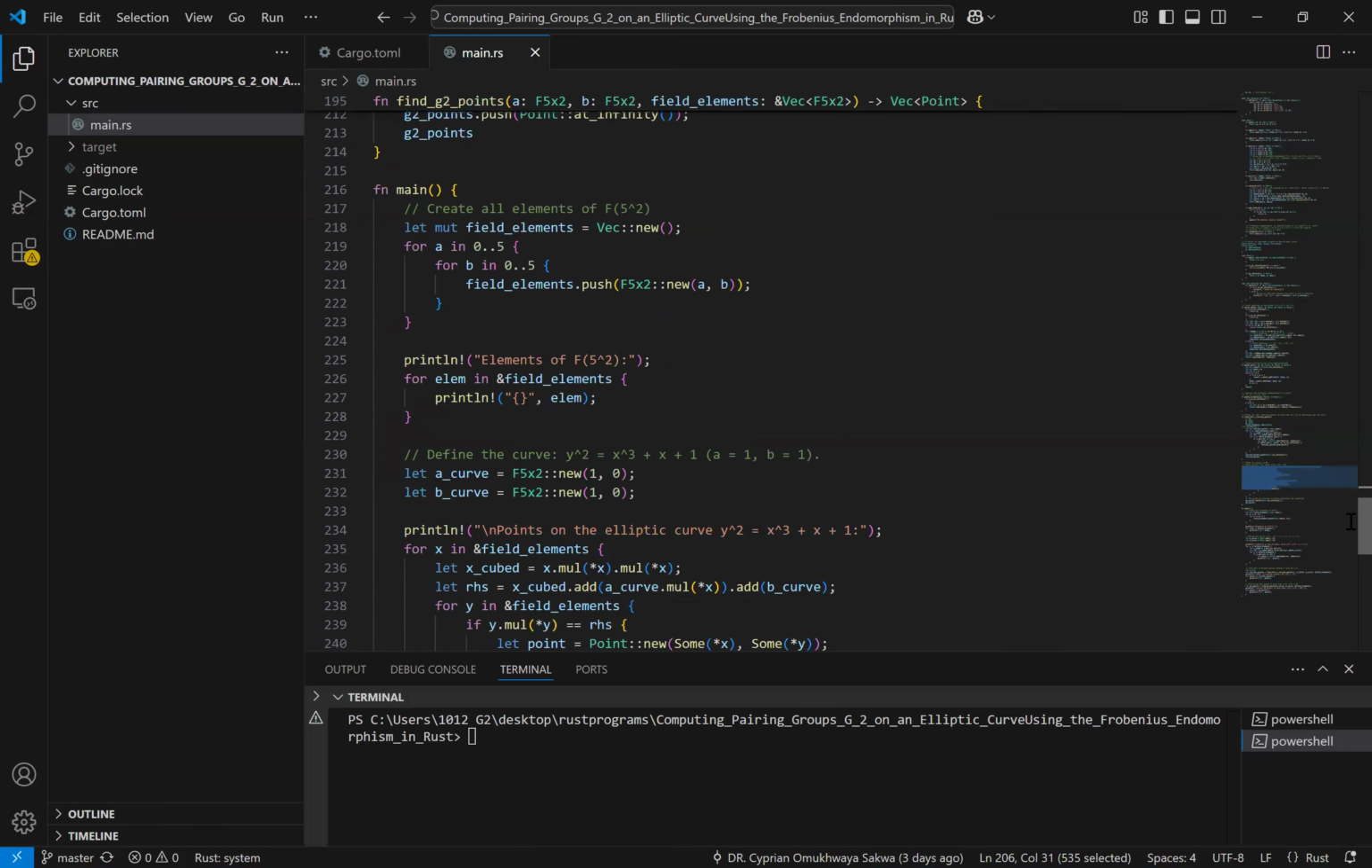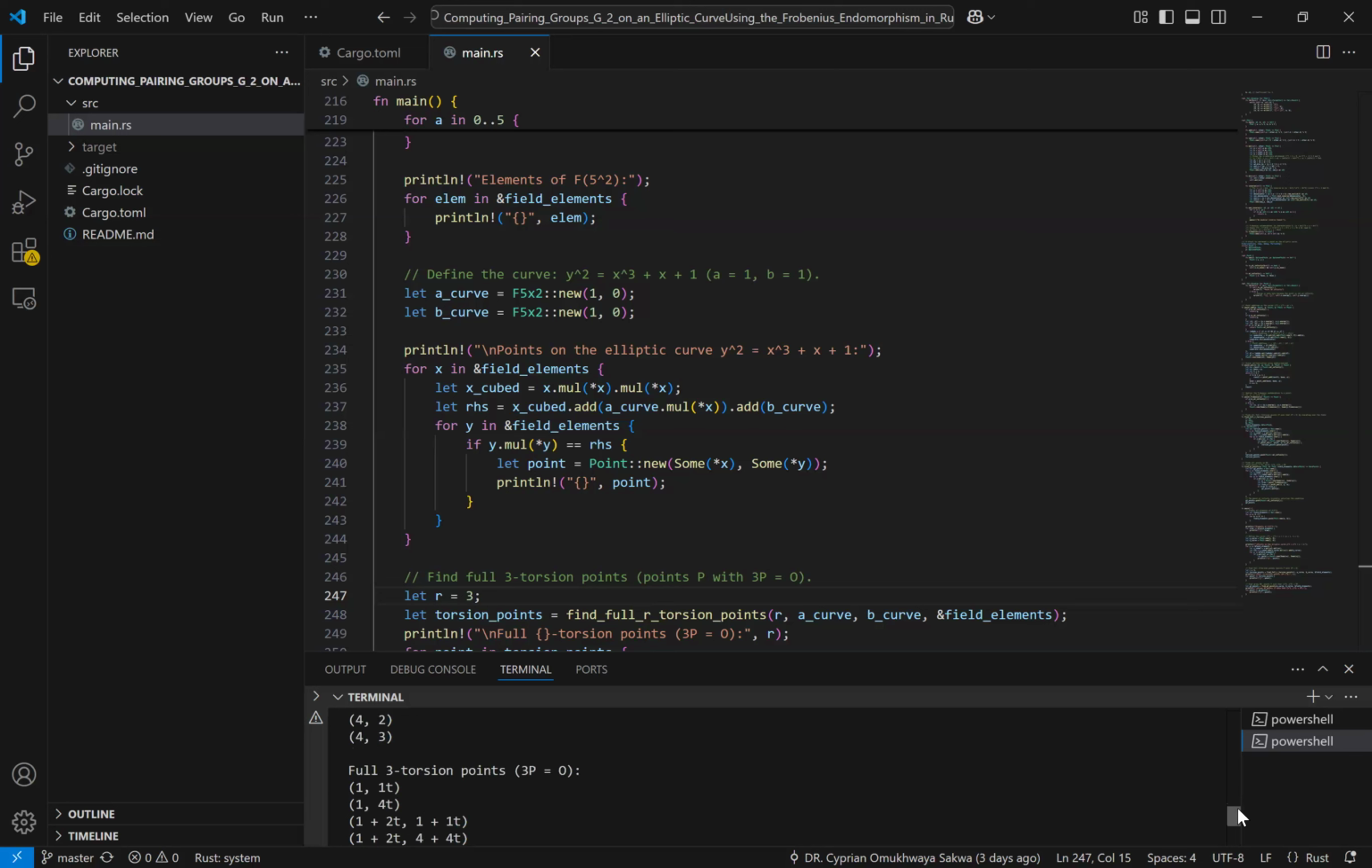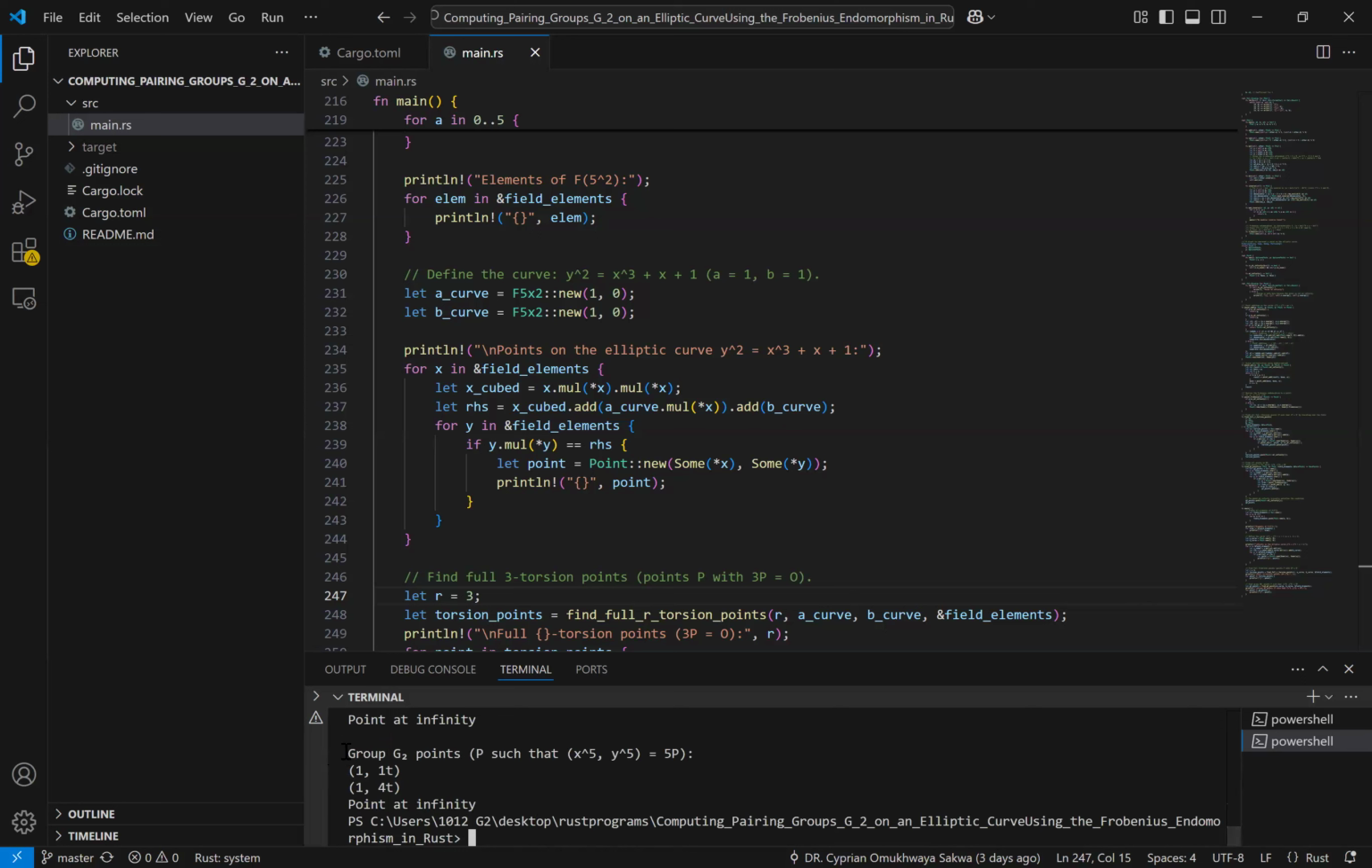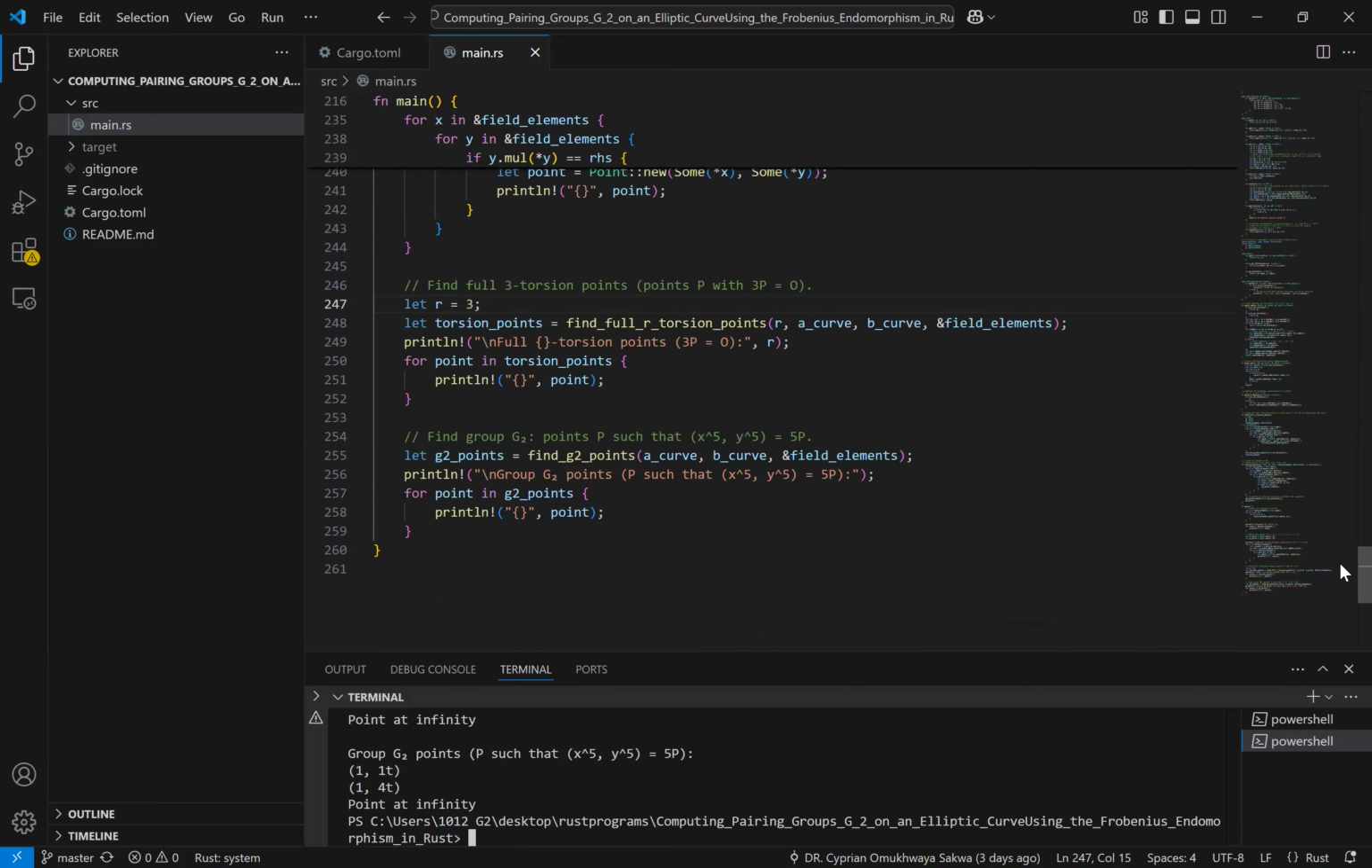Now, when you run this, it began by giving me all the elements of the group, then the points on the elliptic curve. Then we have the full 3 torsion points, but that's not our interest. Our interest is group G2, a group that has points such that x raised to 5, y raised to 5 is 5p. And there are 3 points under here. That's how you do it. This is what I wanted us to look at. Once we have a way of finding G2 and a way of finding G1, we are able to proceed to Weil pairing.